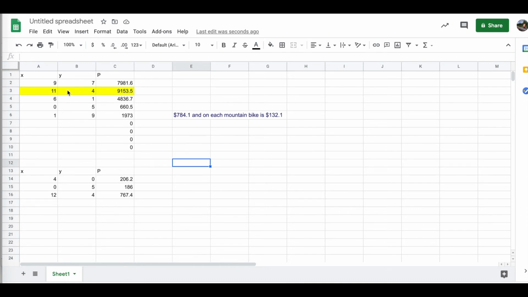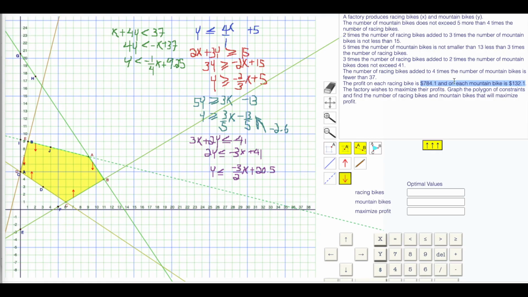I want to talk very quickly about scanning lines. We go back here, and if we make an equation out of the $784.10 per racing bike, here, I'll do that in red. So $784.10 times X, the number of racing bikes, added to $132.10 per mountain bike times Y is equal to our profit, P. Then I want to get the Y alone. I have 132.10 Y is equal to negative, because I'm subtracting 784.10X from both sides, minus 784.10X plus our profit. I'm going to divide everything by 132.10.